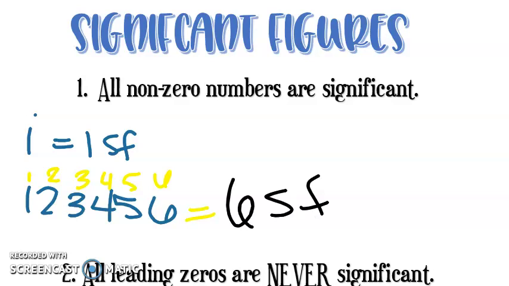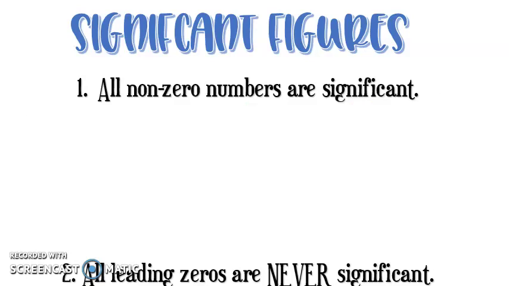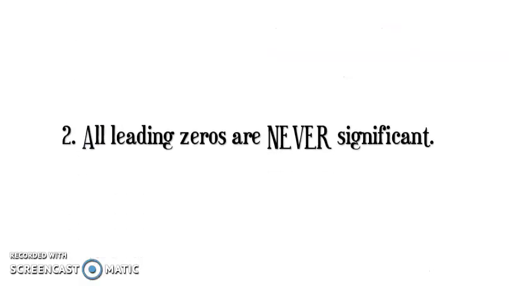If I had the number, let's say we had 0.215, okay, and we wanted to count the sig figs for this, again, all of these are non-zero digits, so each one would be significant. So it'd be 1 sig fig, 2 sig figs, 3 sig figs. So my answer would be 3. Now, I've always put SF after mine. It's just so that my students don't think it's a calculation. So that's just me counting my sig figs. So super easy first rule. All non-zero numbers are significant.